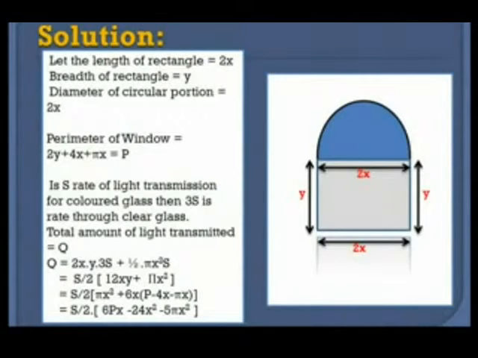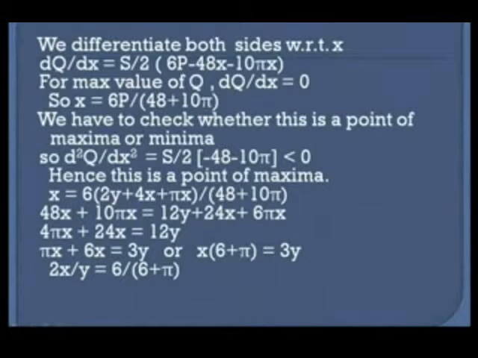From this we get Q equal to s by 2 into 6 times px minus 24 times x square minus 5 pi x square. So now to find the maximum light transmission, we differentiate Q with respect to x to get dQ by dx equal to s by 2 into 6p minus 48x minus 10 times pi into x. So for the maximum value of Q, dQ by dx must be equal to 0.